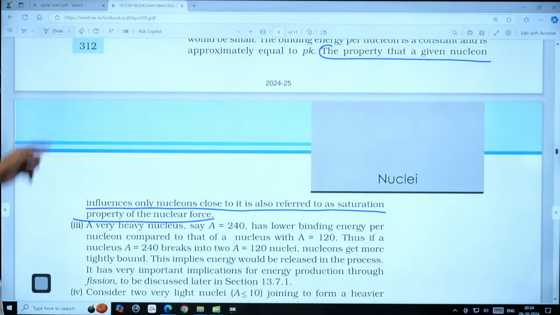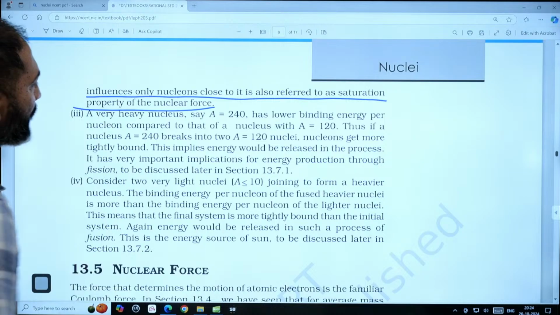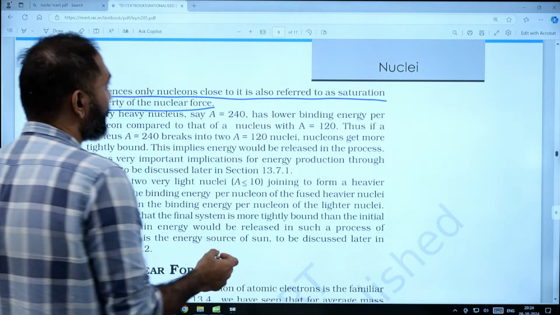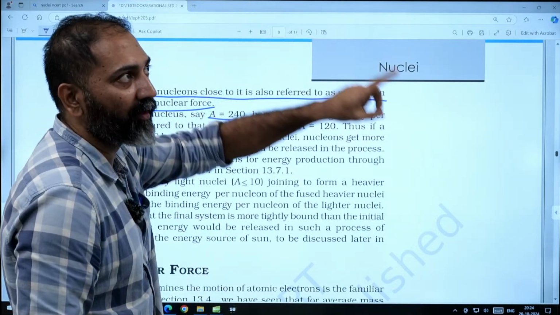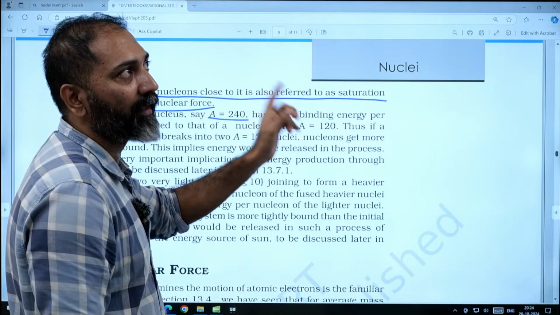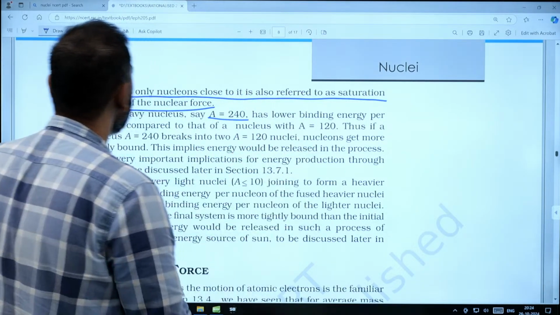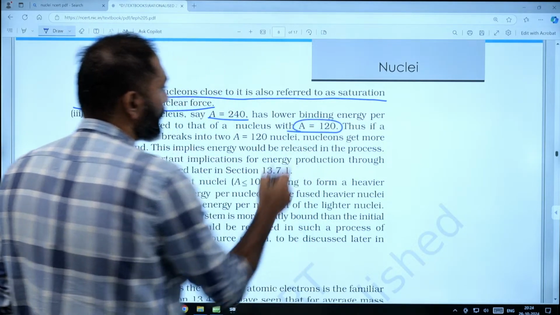Next, a very heavy nucleus, say A equal to 240, mass number 240, has lower binding energy, as we have seen. A heavy nucleus with mass number greater than 170 will have low binding energy. In our example, a nucleus of mass number 240 has lower binding energy per nucleon compared to the nucleus of mass number 120.